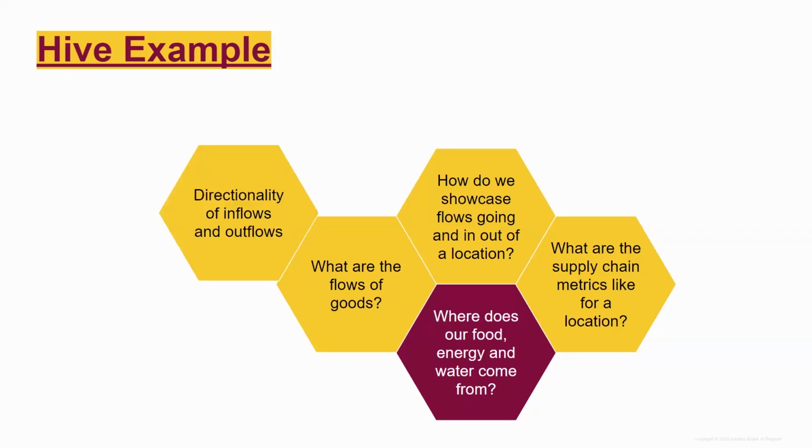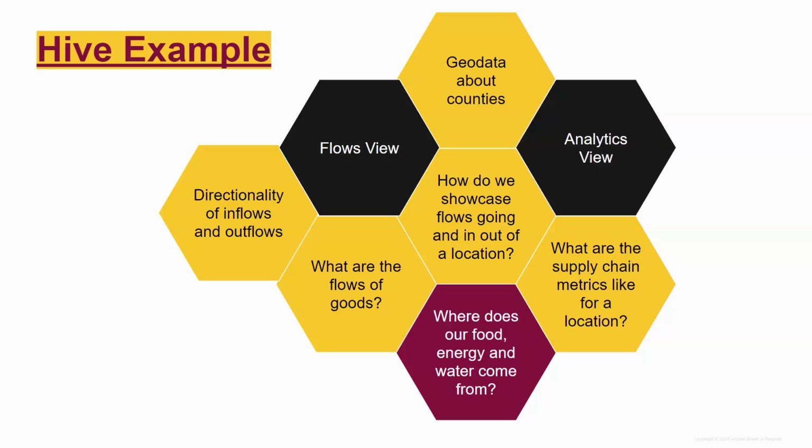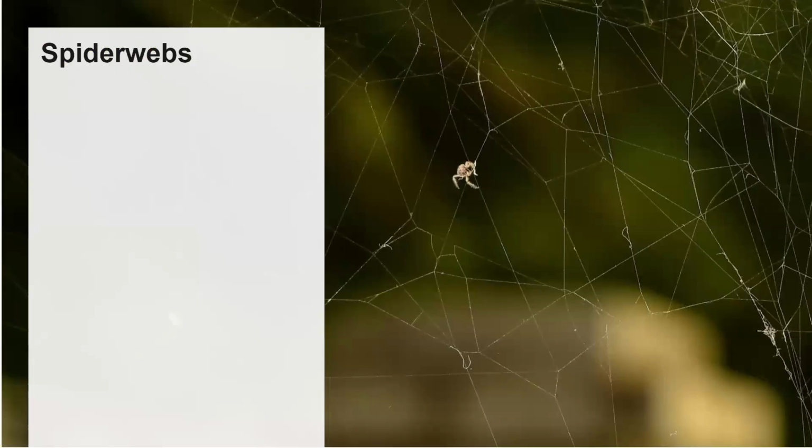Okay, to get what are the flows of goods, we need to find the directionality. We need to showcase geodata about the counties. I used counties, but we need to get GeoJSONs. And then that kind of self-organizes into the flows view, the outflow. It showcases into an analytics view, which I didn't showcase because I can't answer a single question on that view. All right, now we have spider webs.